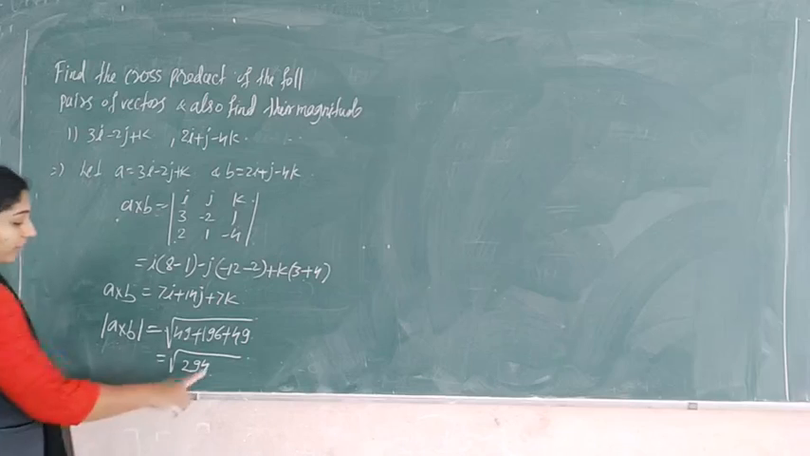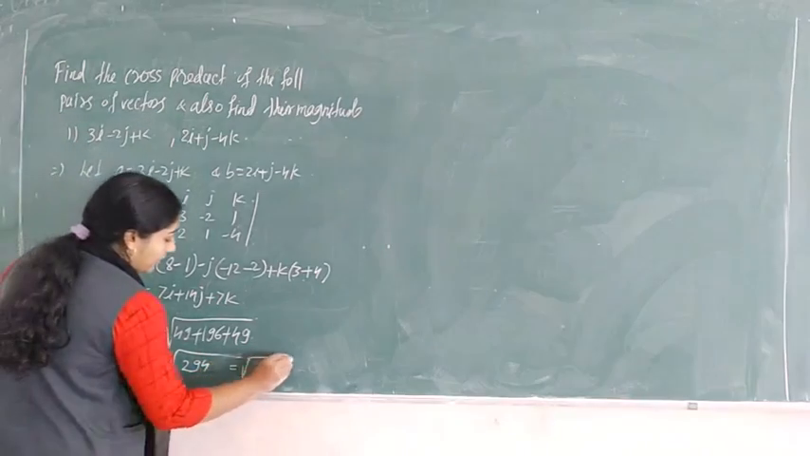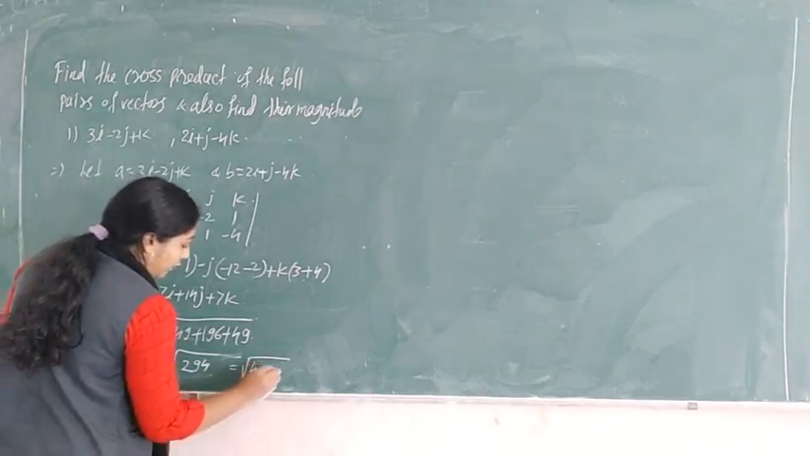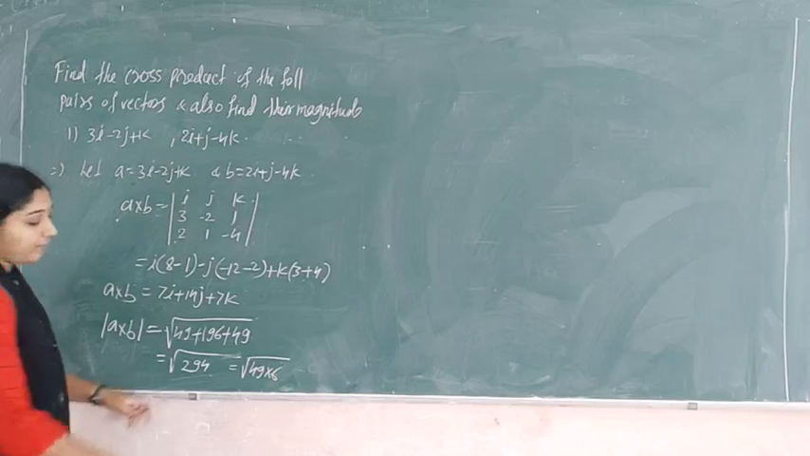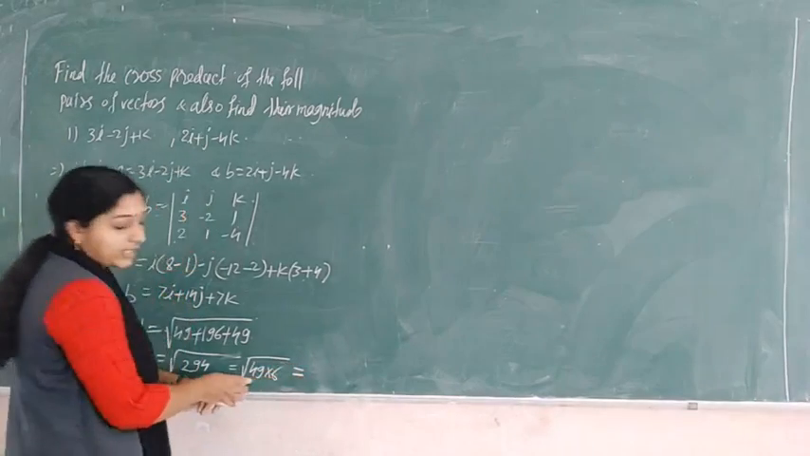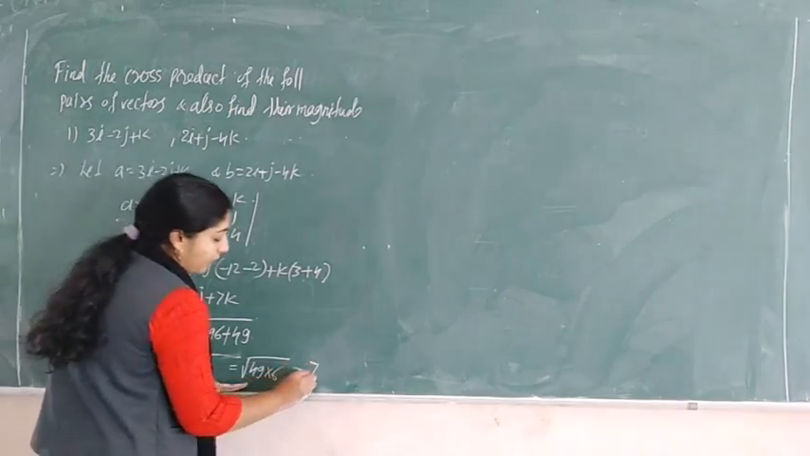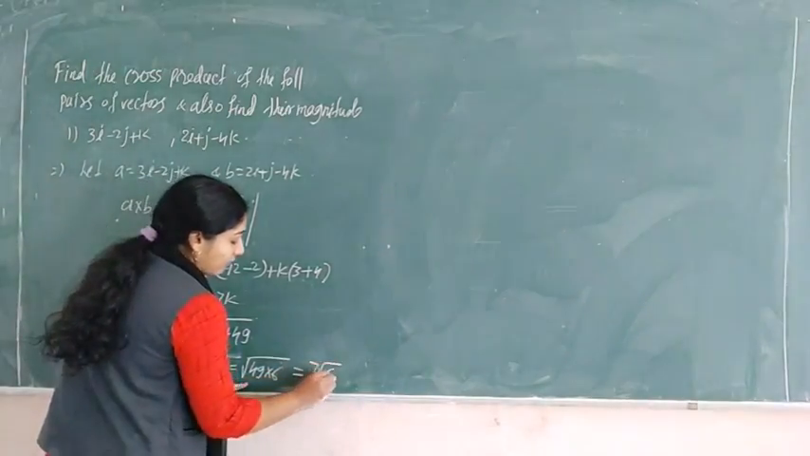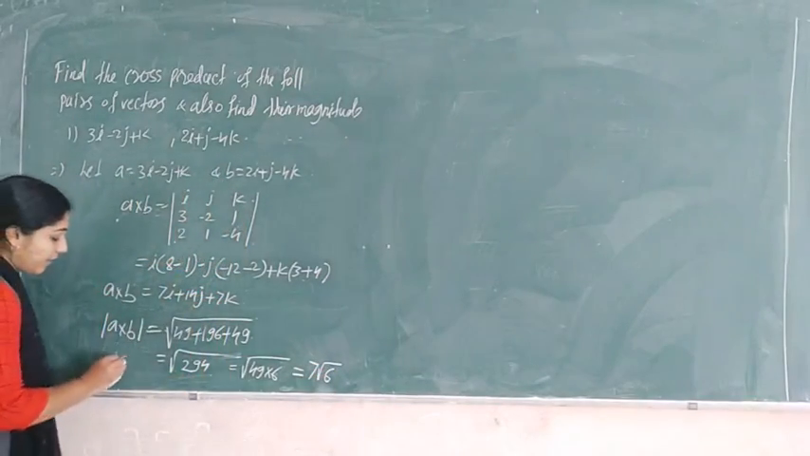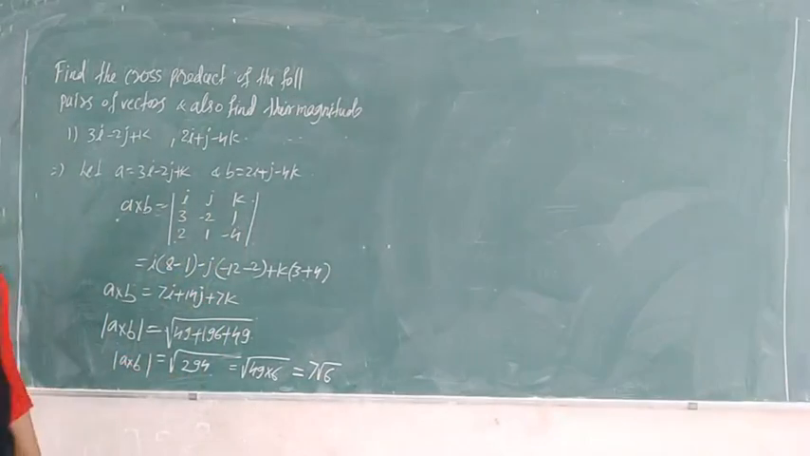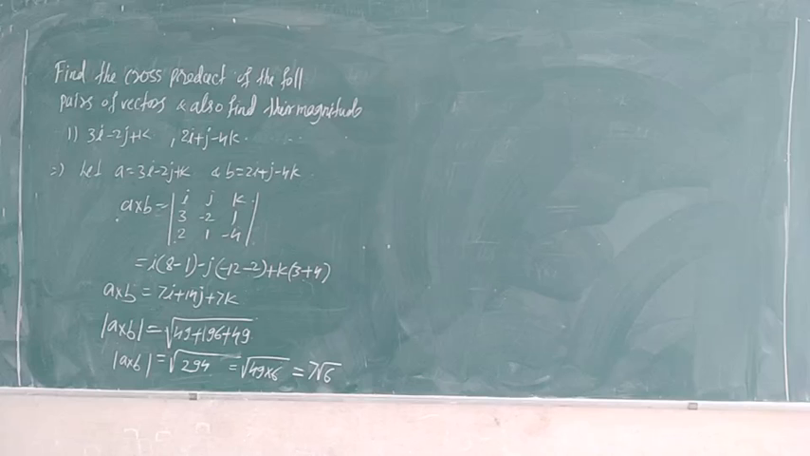Okay, so we can write this 294 as 49 into 6. And we know that root 49 is a perfect square and the value of root 49 is 7, and write down root 6 as it is. 7 into root 6, that is the value of modulus of A cross B.